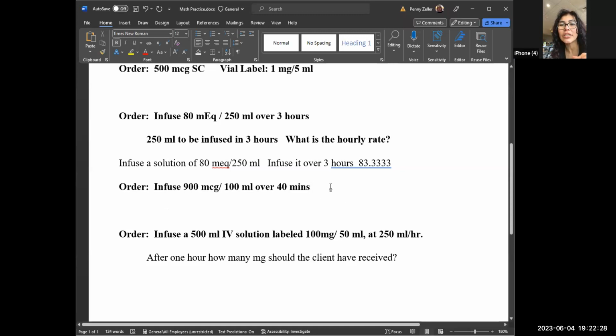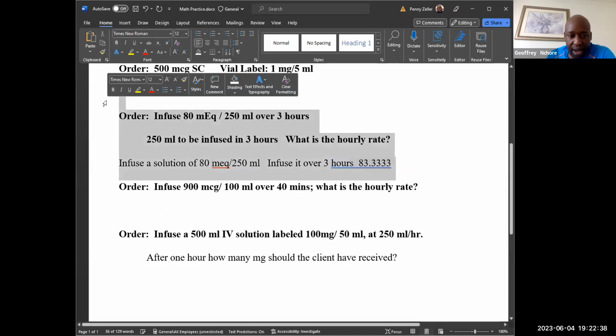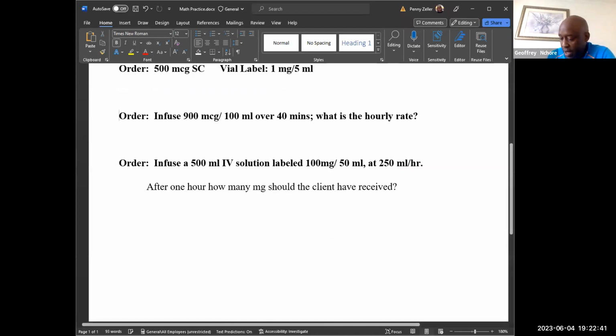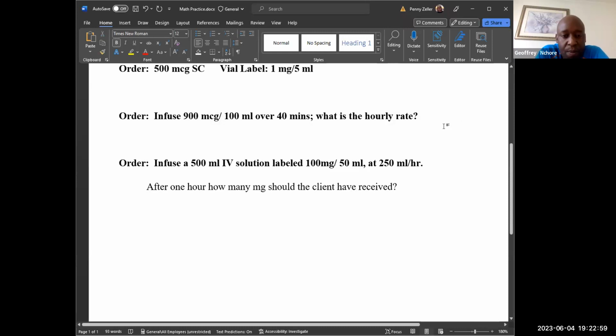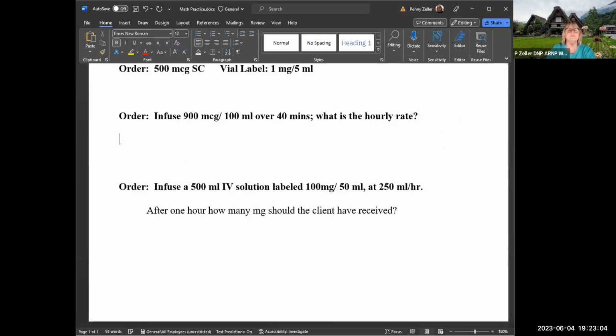If they want just the rate, we just have to focus on how many mL we have, and then we divide by the time, like they want it. Would it help you if it was written like this? Infuse 900 micrograms in 100 mL over 40 minutes. What's the hourly rate? Does that help you? Yeah. So how would you do this one?